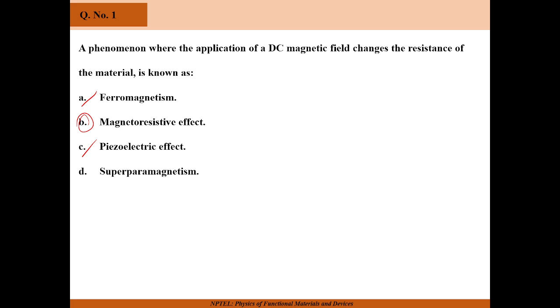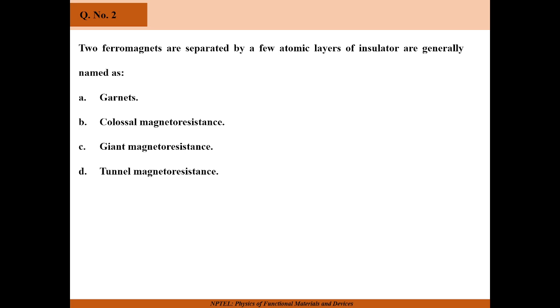Why is it said to be a DC magnetic field? Because an AC magnetic field is a fluctuating magnetic field. The North Pole and the South Pole just change; it switches at a certain frequency. Here the North Pole and South Pole are fixed, and therefore it doesn't change. So the correct answer is the magnetoresistive effect.